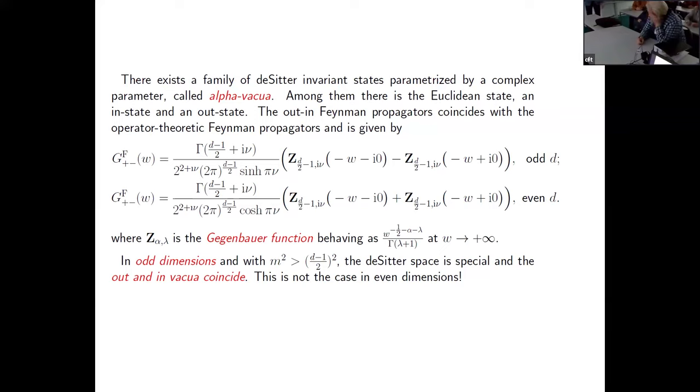What is even more funny is that in other dimensions, the de Sitter space is special. In odd dimensions, the in vacuum and out vacuum are the same. Now, in even dimensions, in particular the one in which we live, the out and in vacuum are different.